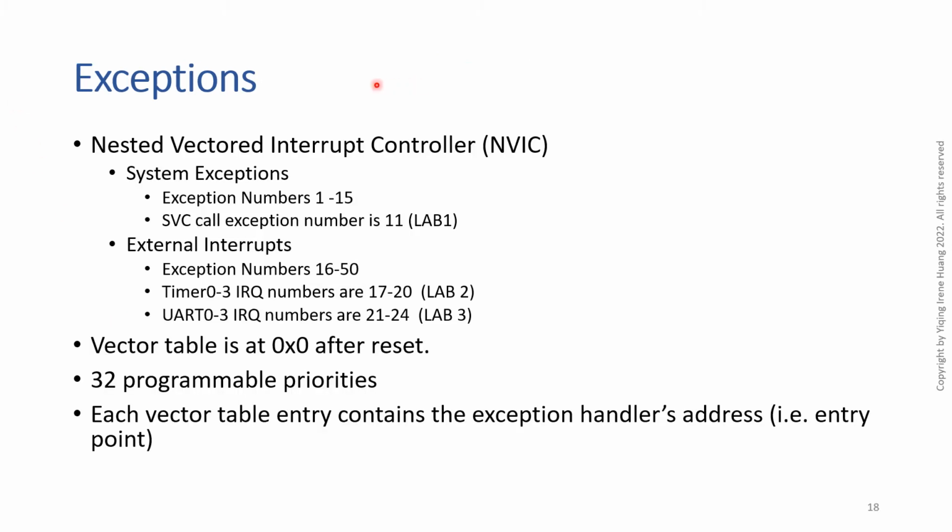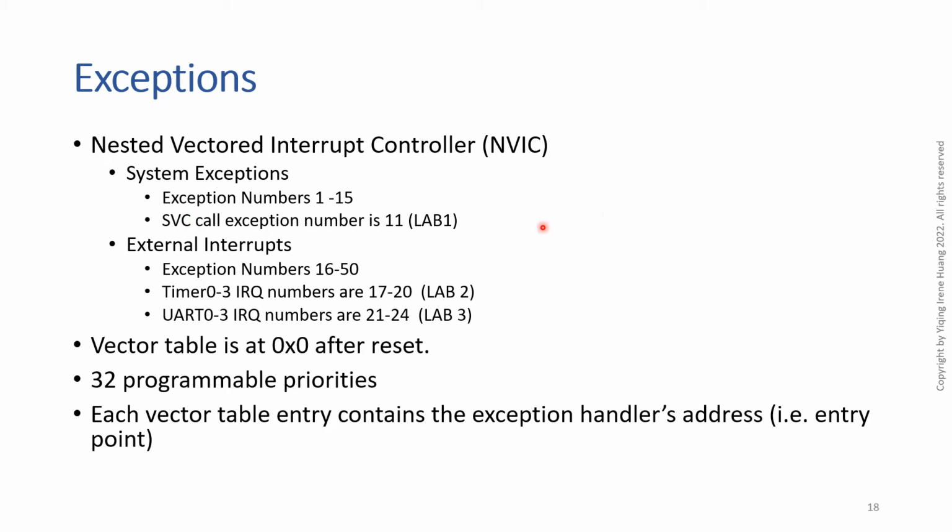As we mentioned, our lab project is to develop a kernel, and the kernel runs under the exception handler mode. So we need to understand how exceptions work on this processor. This processor has a nested vector interrupt controller. It has system exceptions and external exceptions. For system exceptions, we're mainly interested in the supervisor call exception. Supervisor call exception is a software interrupt. Why? Because SVC itself is an assembly instruction.